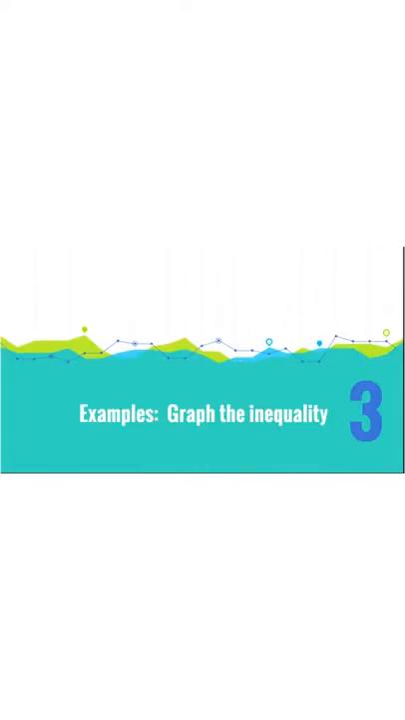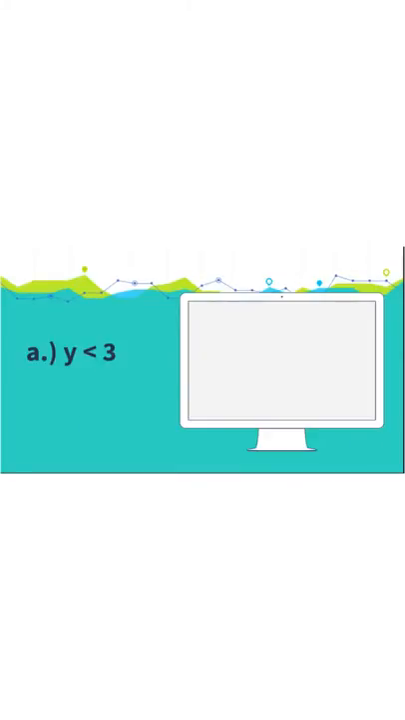Examples: graph the inequality. Letter A, y is less than 3. First start off by drawing a number line. Now we'll draw in some numbers. Since this is a low number, we'll start with 0. Because the number in this inequality is 3, the next step is to draw a circle at the 3.